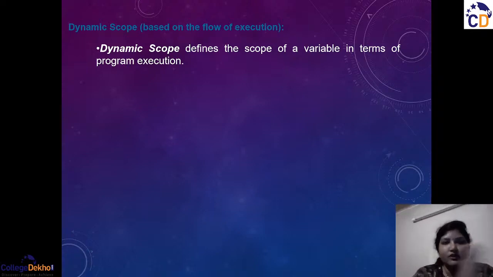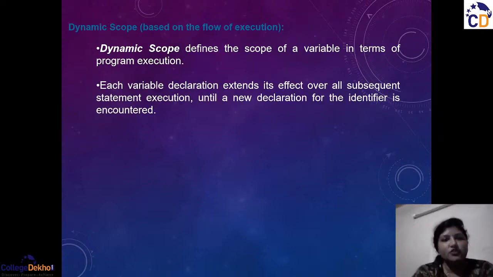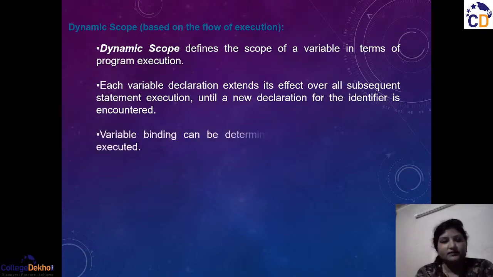It is not defined before compile time, right? It is defined at the time when you are executing the program. Next we have: each program declaration extends its effect over all subsequent statement executions until a new declaration for that identifier is encountered. So whenever we declare any variable, it is going to affect other statements also, right? Until and unless we have not defined any new declaration.